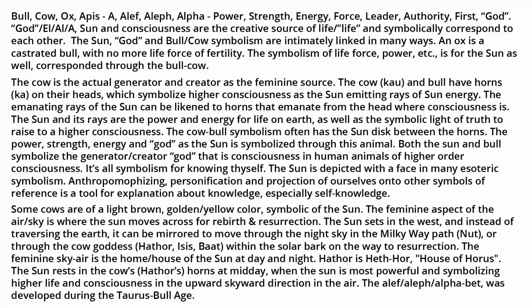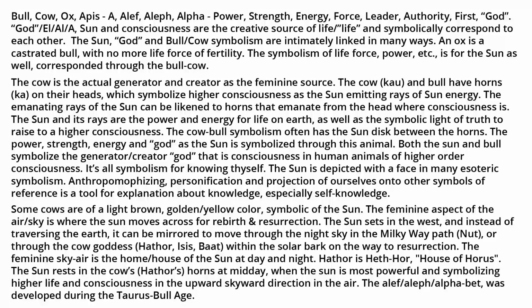So some cows are of a light brown, golden yellow color, symbolic of the sun. Again, more symbolism for the cow and the sun. The feminine aspect of the air sky is where the sun moves across for rebirth and resurrection. The sun sets in the west, and instead of traversing the earth, it can be mirrored to move through the night sky and the Milky Way path, which is the goddess Nut, or through the cow goddess, such as Hathor, Isis, Bat, within the solar bark on the way to resurrection. The feminine sky air is the home or house of the sun at day and night.